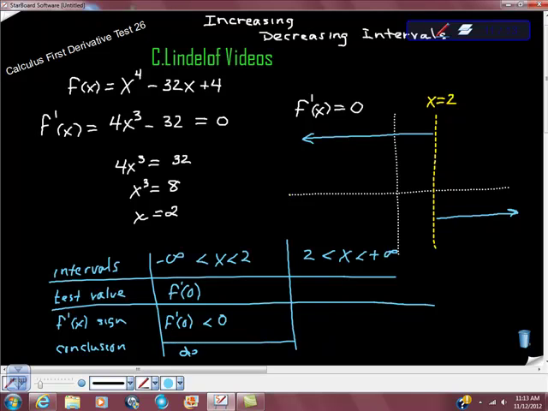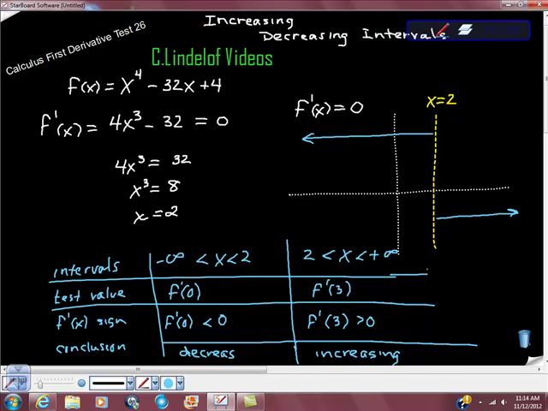So these are the conclusions that we're asked to find. It's decreasing everywhere on this interval. And here we need a number that's greater than 2, maybe f prime at 3. I'm going to plug that into this equation, and f prime at 3 is going to be a positive number, isn't it? So that would give us that this would be increasing there, won't it? So f prime at 3 is greater than 0, and therefore we have an increasing interval there. And that's what we're asked to do, find those intervals where we have increasing and decreasing.